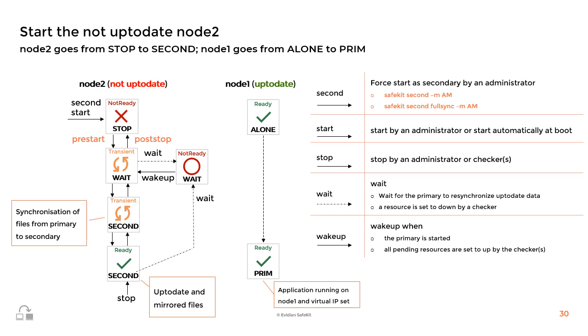Then, Node 2 resynchronizes replicated files from the primary node and stays in the second orange state during this process, which can take a while depending on the size of data to resynchronize. After the resynchronization, the module goes into the second green stable state, ready to restart the application in the event of a failure of Node 1. As shown in the figure in the middle, on Node 1, the module transitions from the alone green state to the prim green state once the module is second green on the other node.